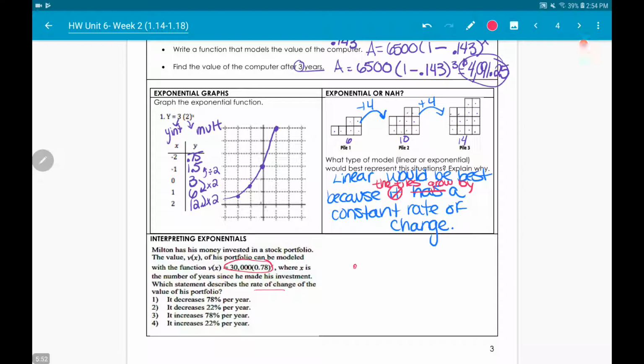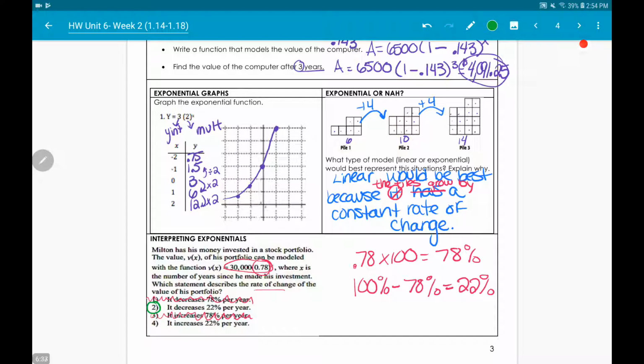So remember, I look at my multiplier, which is 0.78. I'm going to convert that to a percentage, which is 78%. And I want to know how much it's changing from the whole. And we're figuring out what is it changing. 100 minus 78 equals 22%. Now I see two answers with 22%, so I need to figure out if it's increasing or decreasing. And I know it is decreasing because 0.78 was less than 1. So that means it must be choice number 2.